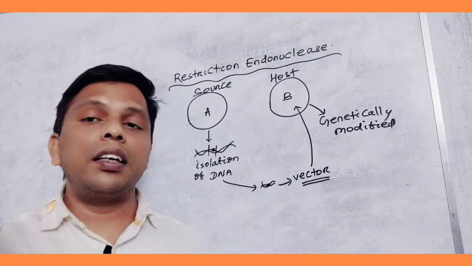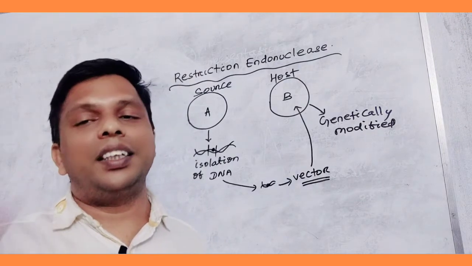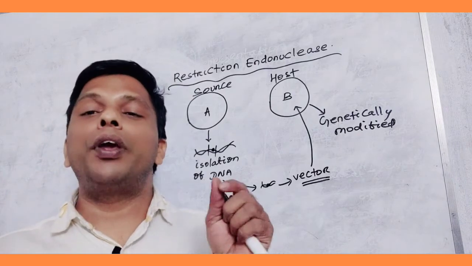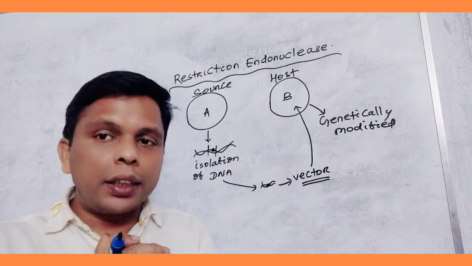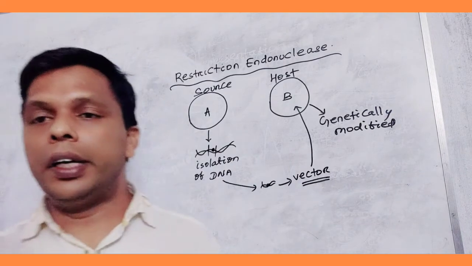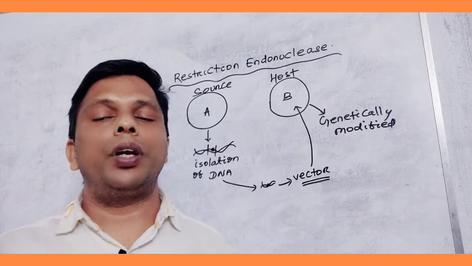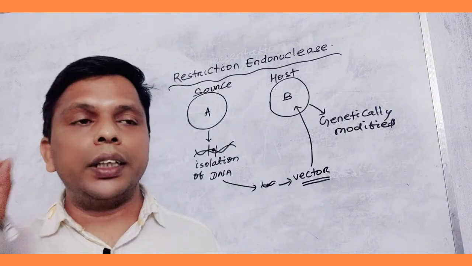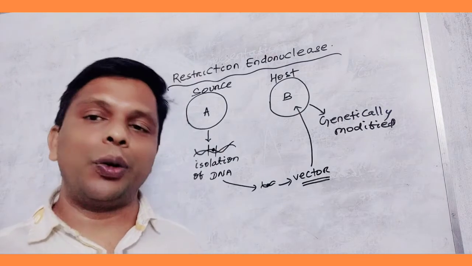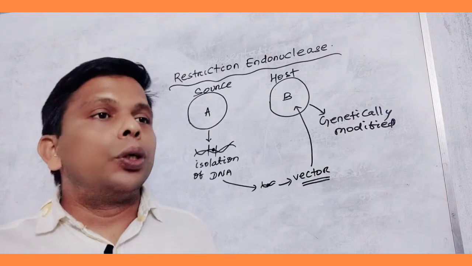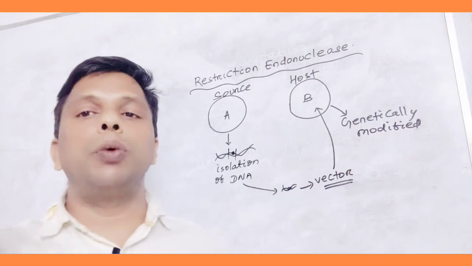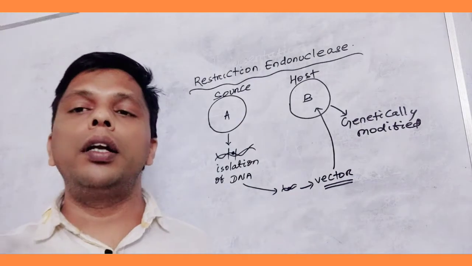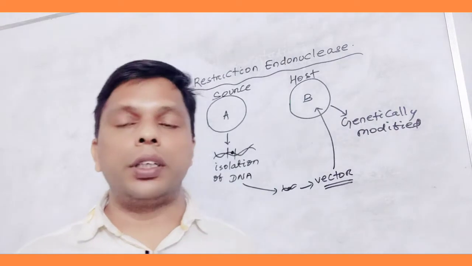The question is how to cut the desired segment. There must be a molecular scissor to cut it. This molecular scissor is the restriction endonuclease, and we will discuss it in detail. Clear? So, this restriction endonuclease is one of the most important tools in this biotechnological approach.